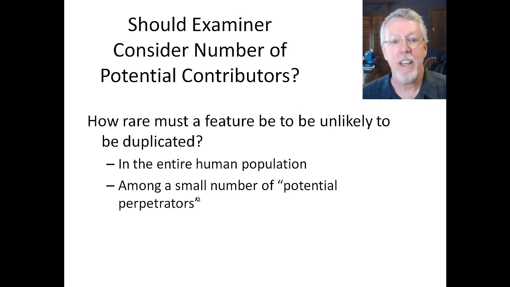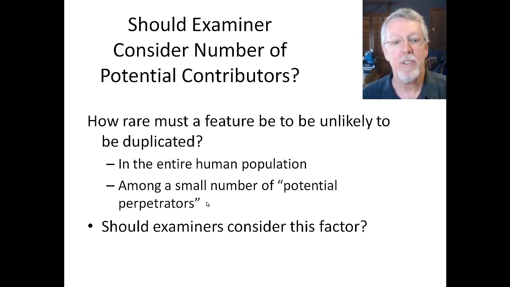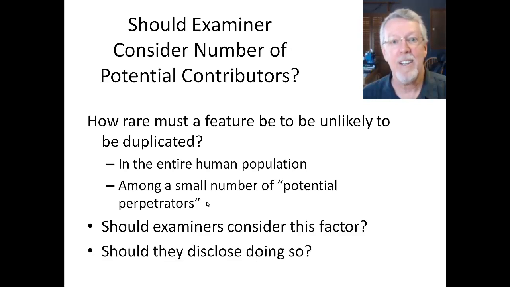In that case, the characteristics don't have to be nearly so rare as if you're distinguishing the suspect or the defendant from the entire human population. And so if you can assume there's a small number of potential perpetrators, then you can reach the conclusion of identification, or reach the conclusion that the prints are likely to be from the same source with fewer shared features. Again, I ask, though, should examiners consider this fact? If they do so, should they at least disclose that they've done so?